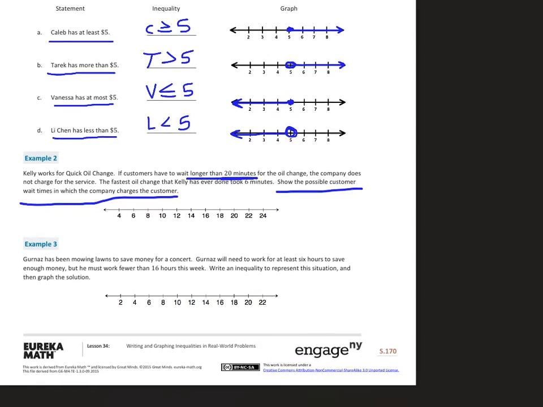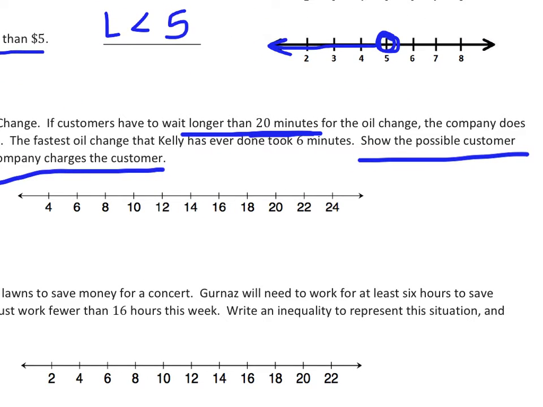So if I were to come in here, I would say that 20 minutes, right, at 20 minutes, which is going to be a closed circle, right? That's the most amount of time they can work and still charge the customer. Now it said her fastest one was 6 minutes. So chances are she's not going to do anything less than 6, but she could do another 6-minute one. So I'm also going to do a closed dot there, and that means that all of this right here is wait times that they would charge.